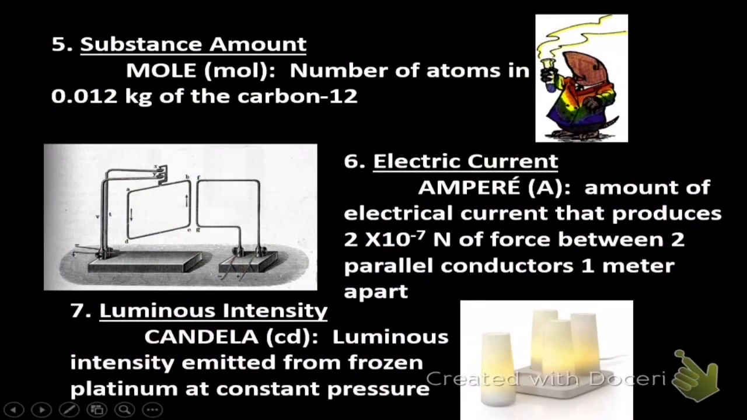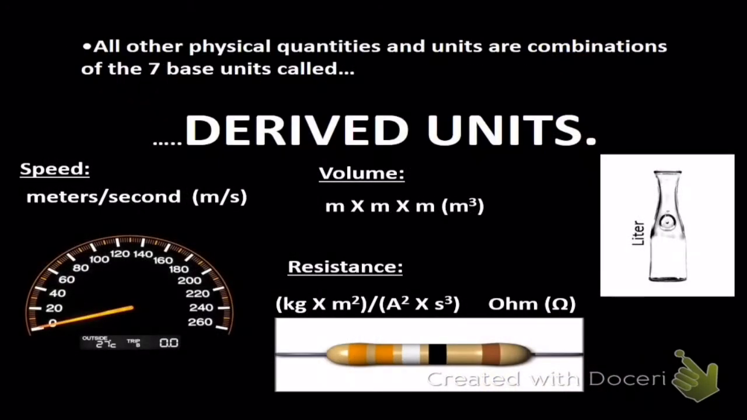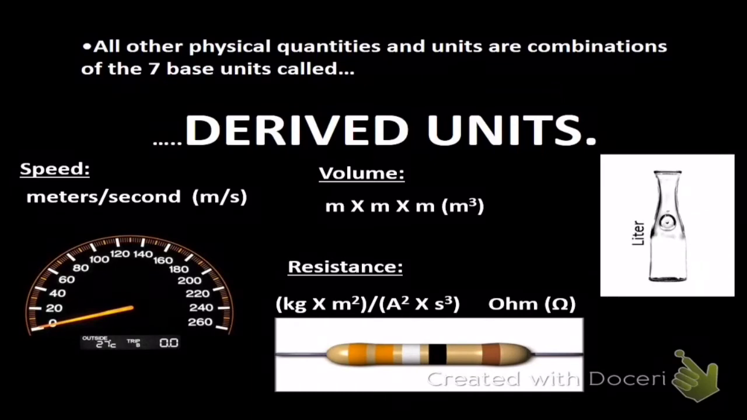And the last three we'll use a lot less in our physics course are a mole, which we use to count things, electric current, and luminous intensity, which we use to measure brightness. Those 7 base units allow us to create an almost endless variety of derived units, and derived units are going to be a huge piece of what we do in physics.